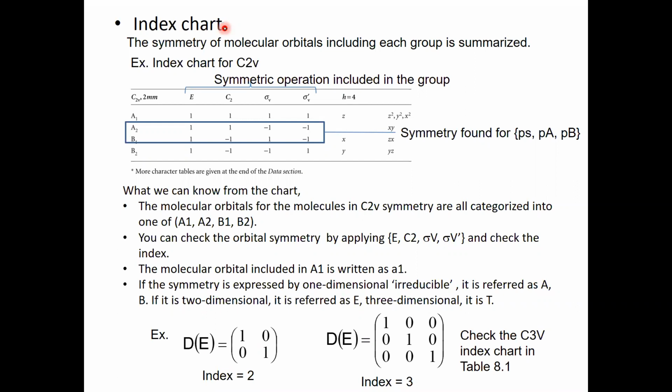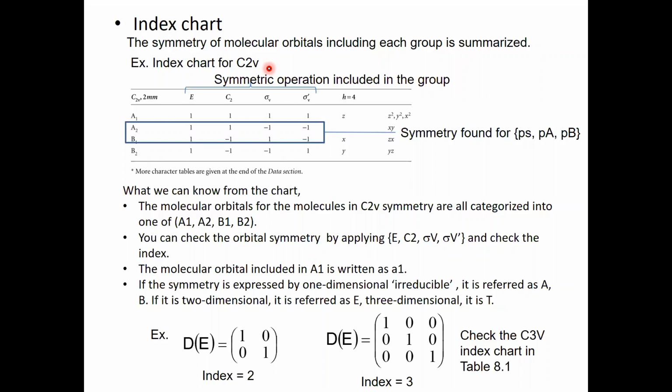So that's very useful. For example, here, this is an index chart for C2V molecules, which is a category of the SO2 we studied right now. And there is very important information in this chart. Okay.